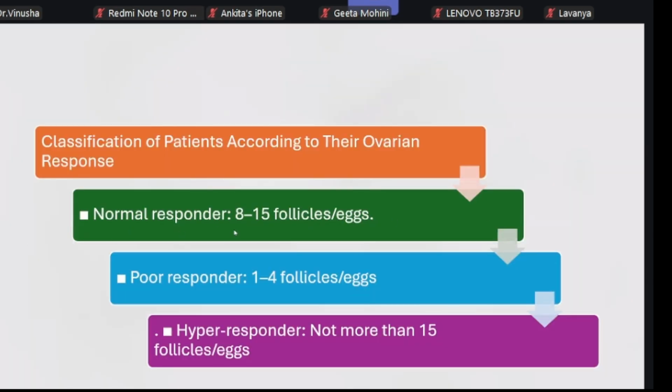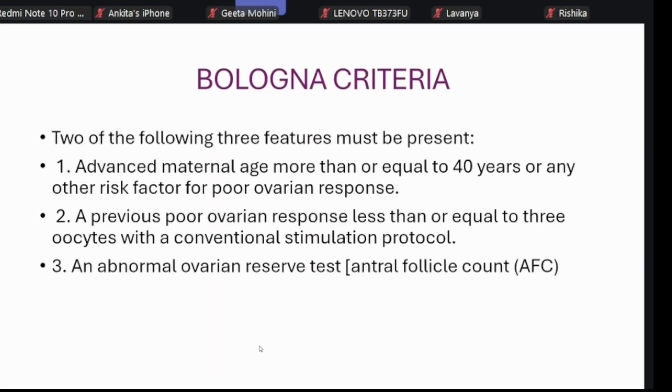So usually in a normal responder, we aim for 8 to 15 follicles. If we get 1 to 4 follicles, we can call them poor responder. Hyper responder is more than 15 follicles.